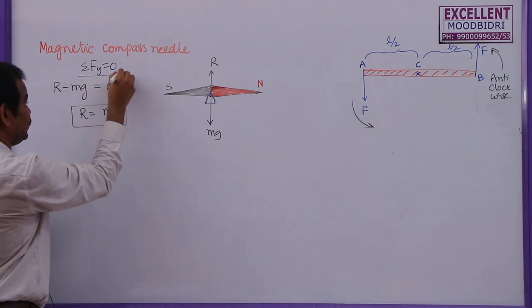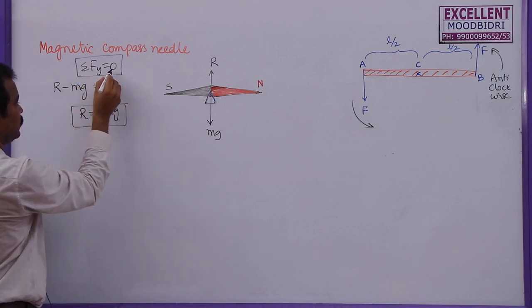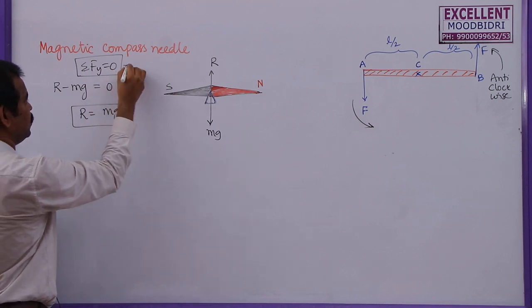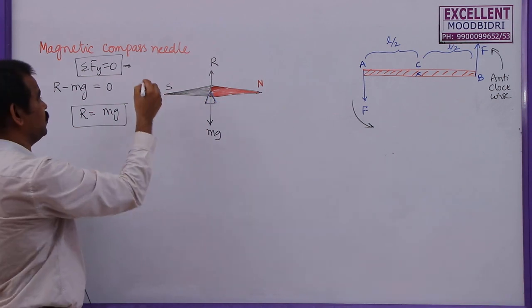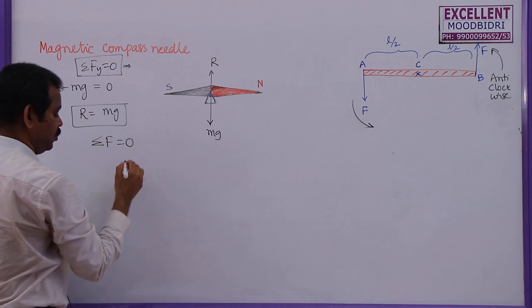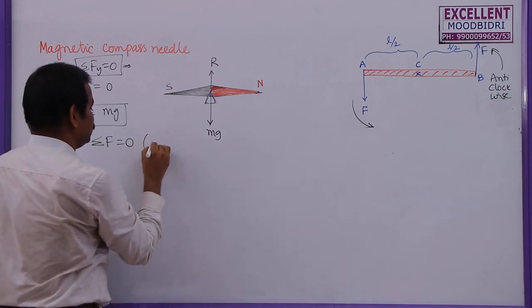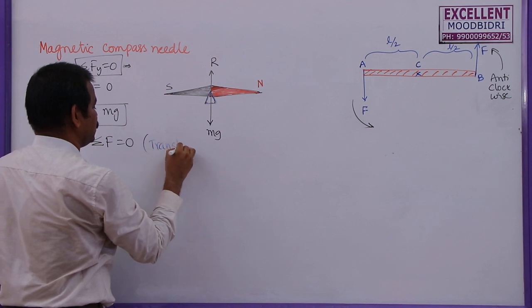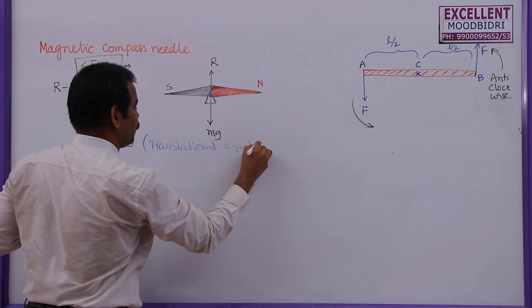So as it is the total sum, or vector sum, of the forces acting in this one along the y-axis. So we can say as there are no forces in the horizontal direction, the total net force on this system is 0. We can say that the compass needle is in translatory equilibrium. So this is the condition for translational equilibrium.